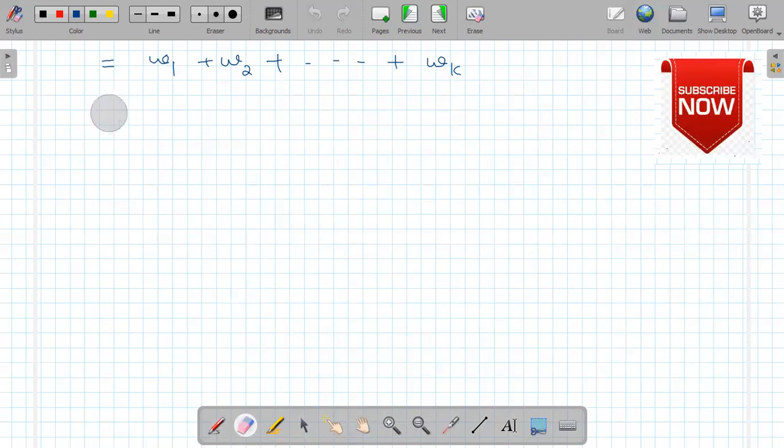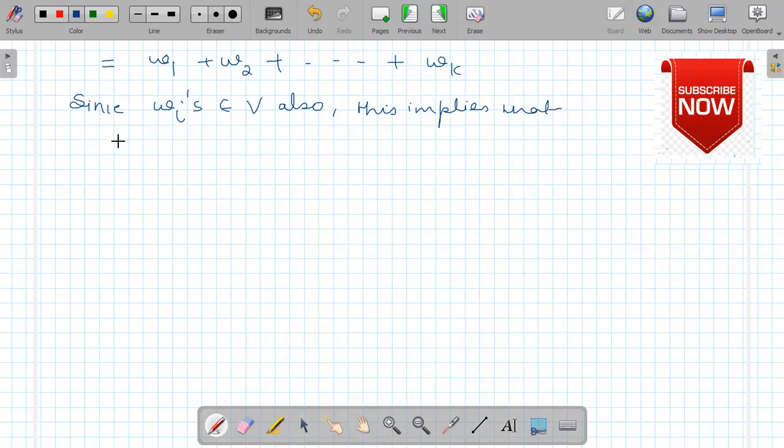so you can write here, since Wi's belongs to V also, this implies that the vectors in gamma 1 union gamma 2 union gamma k generates V also.